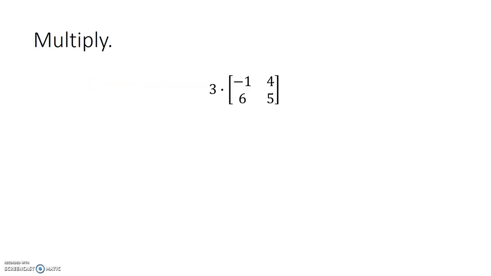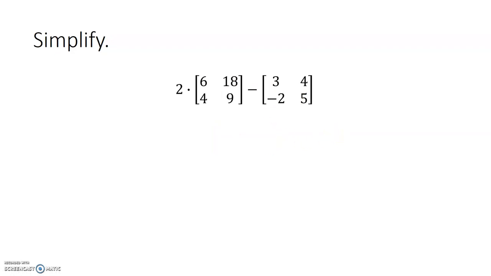So if I'm given an example that looks like this one, I have the 3 outside. That's the number that we would refer to as the scalar, and we're multiplying it by the matrix. When I go to do that, I need to multiply the 3 by everything that's in the matrix. So 3 times -1, 3 times 6, 3 times 4, and 3 times 5. So 3 times -1 gives me -3, 3 times 4 gives me 12, 3 times 6 gives me 18, and 3 times 5 gives me 15. It shouldn't be too difficult as long as you know the process.